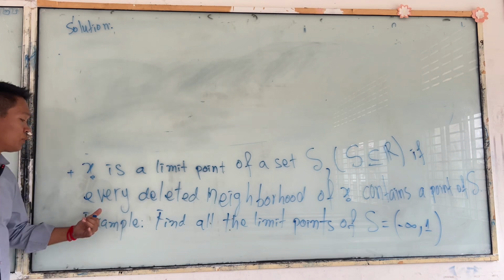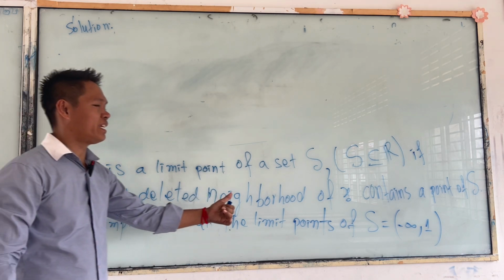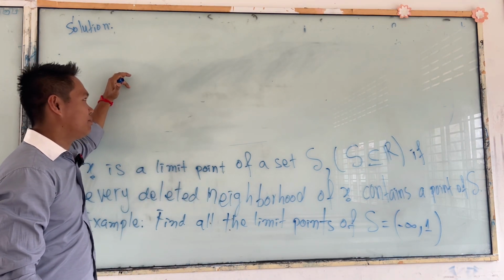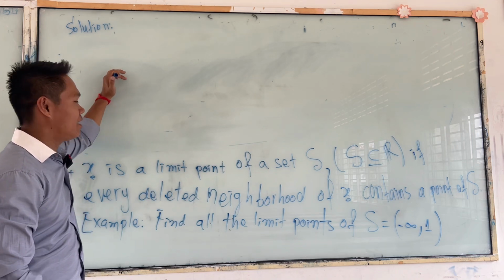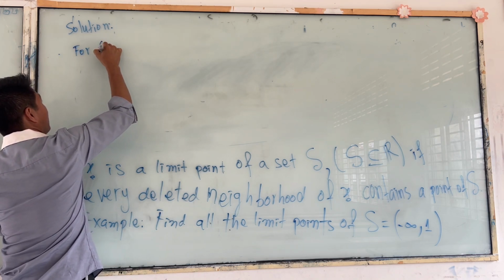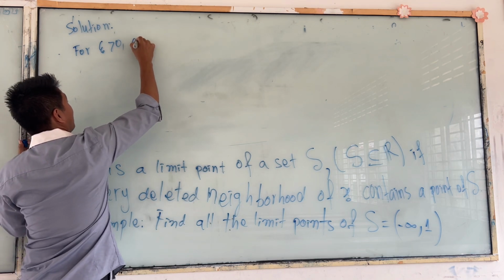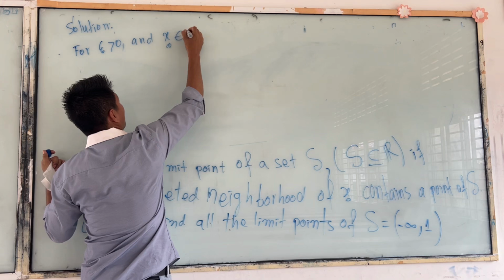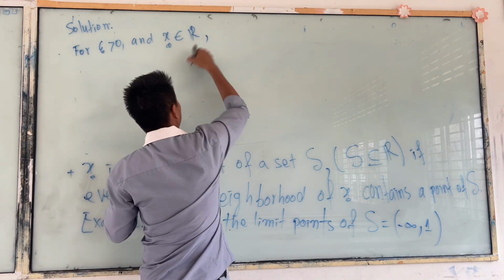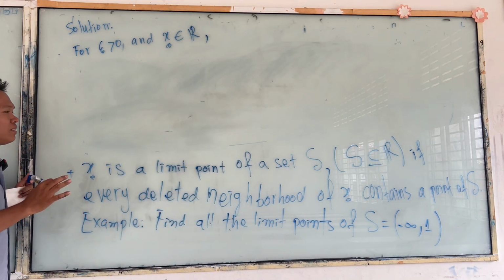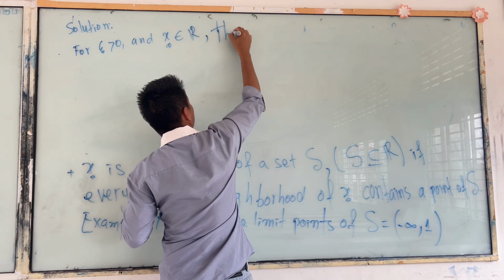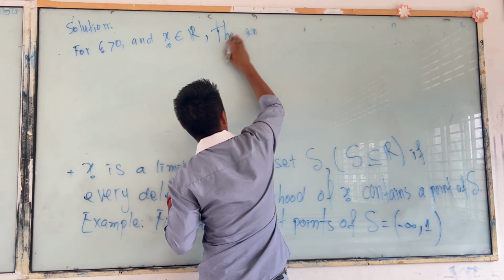So first, you have to choose a general relative neighborhood of x0. That I have written in the previous one that I opened already, right? For any epsilon positive, and x0 is a real number, the general relative neighborhood of x0, like this.